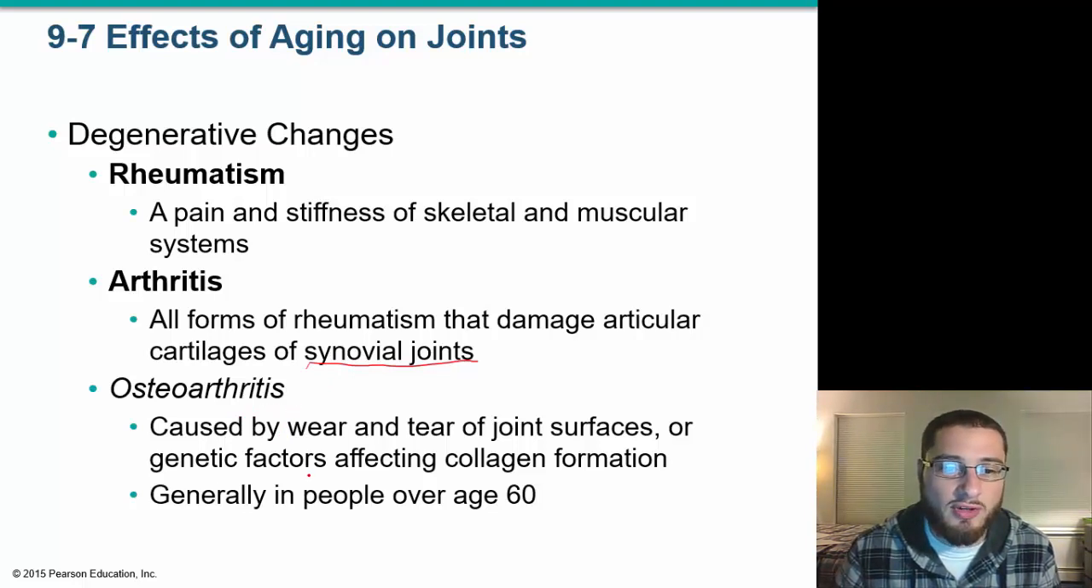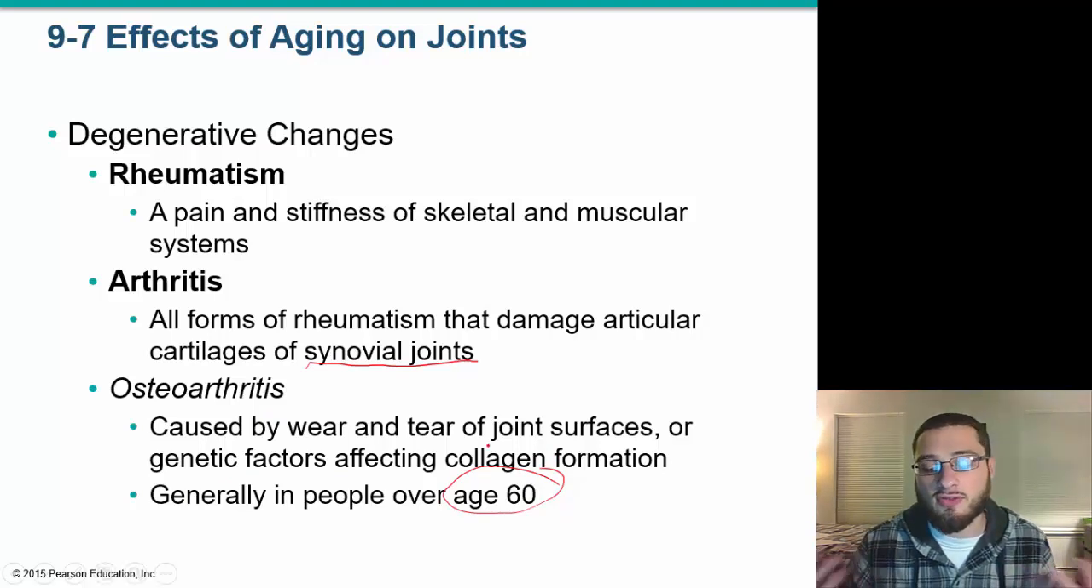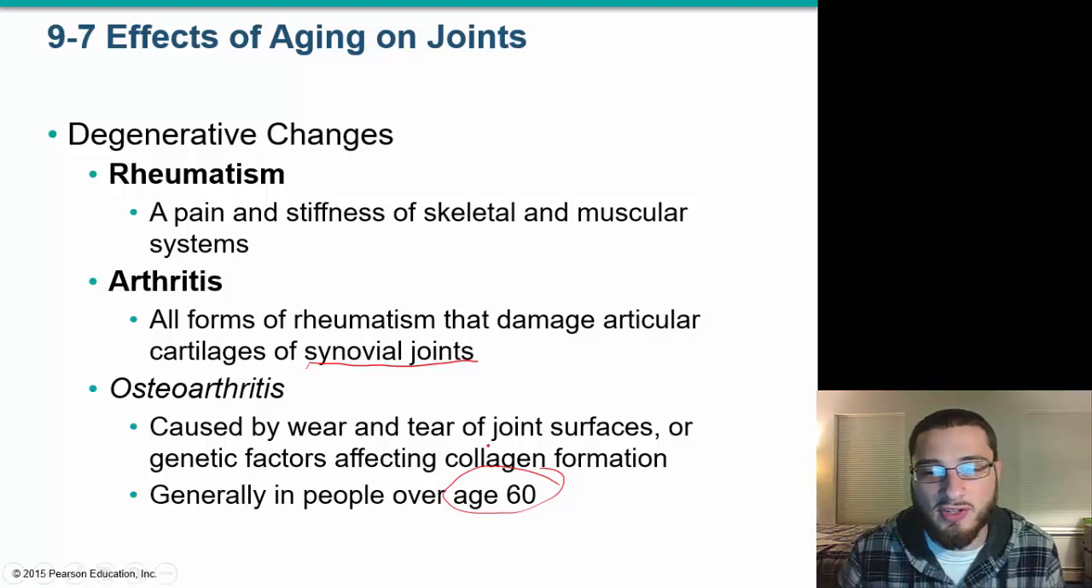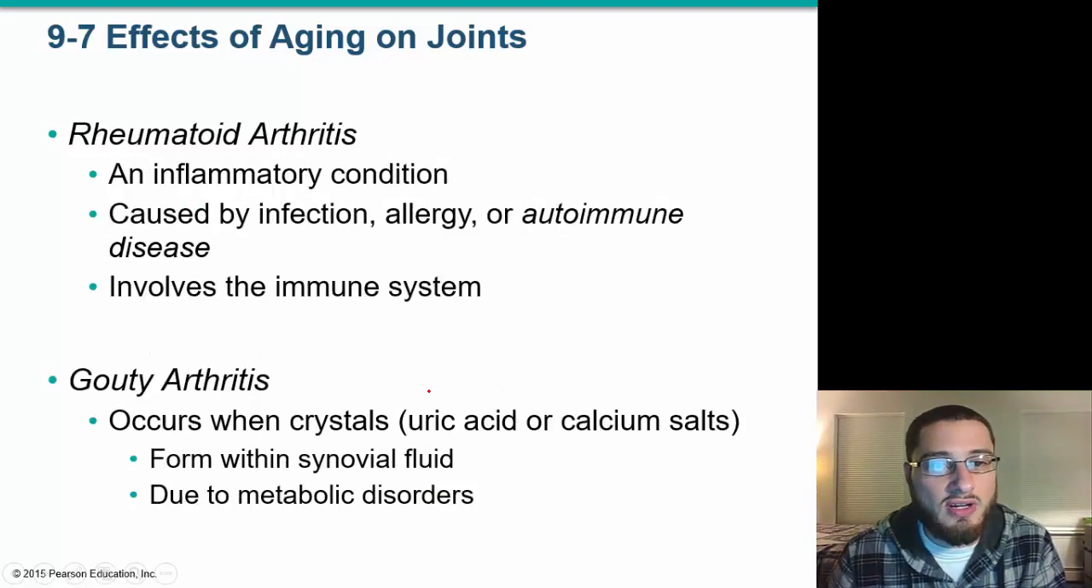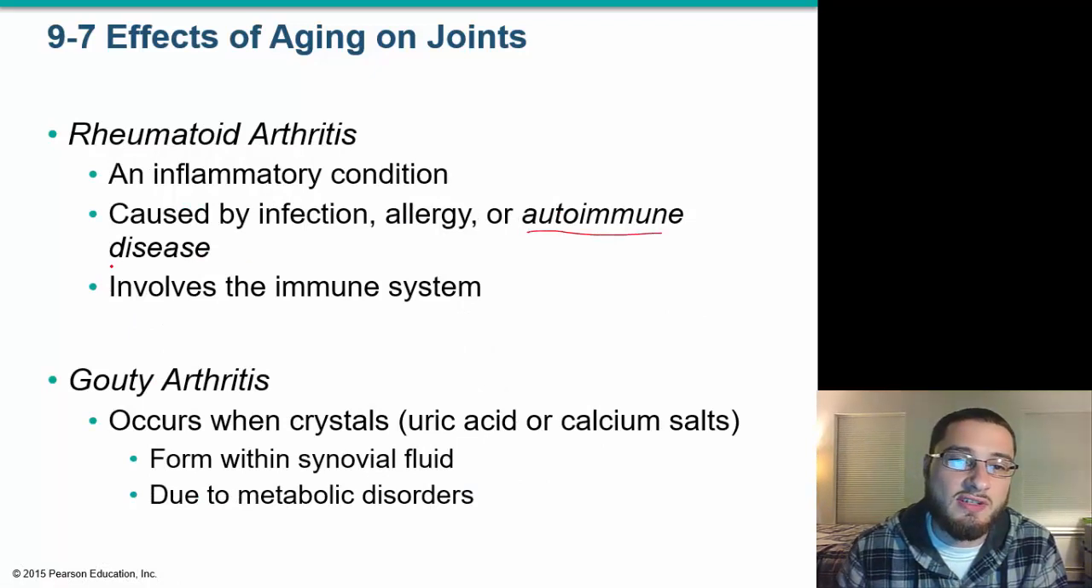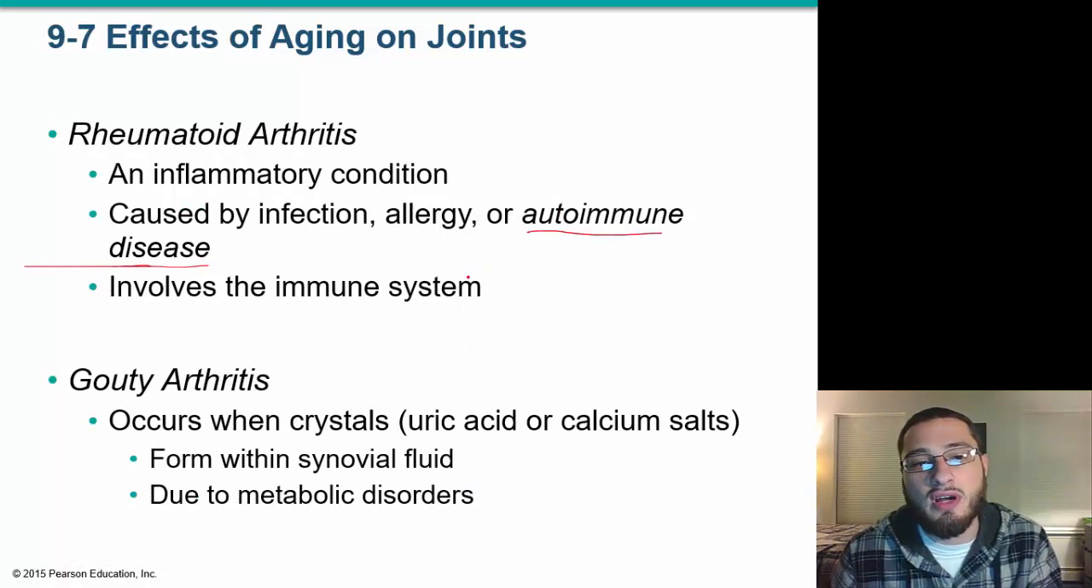So as you get older, generally we talk about people over the age of 60, but even if someone has been doing a blue collar job, you'll see it in their late 40s and into their 50s, where they're going to have this osteoarthritis, this breakdown of their joints. Rheumatoid arthritis is an inflammatory condition where we see it as an autoimmune disease. Your immune system is not working properly, and your body's attacking itself. Gouty arthritis occurs when crystals from uric acid and calcium salts build up.